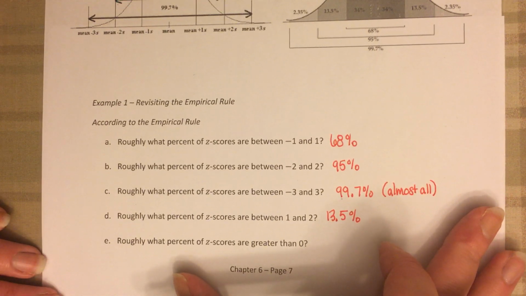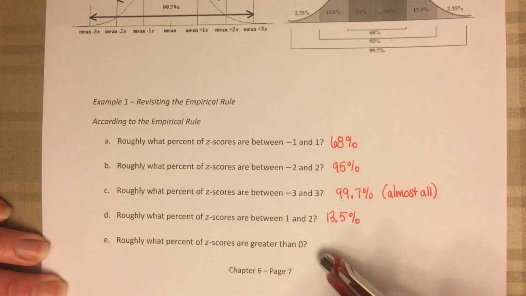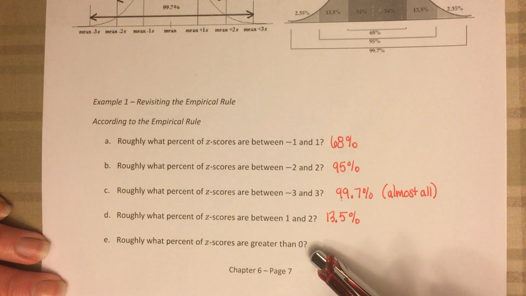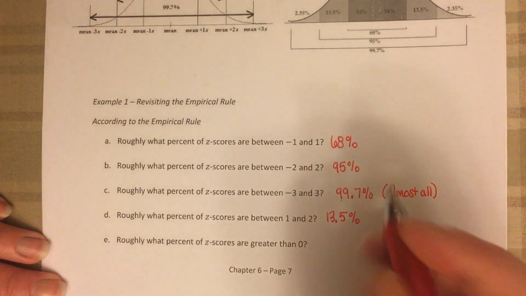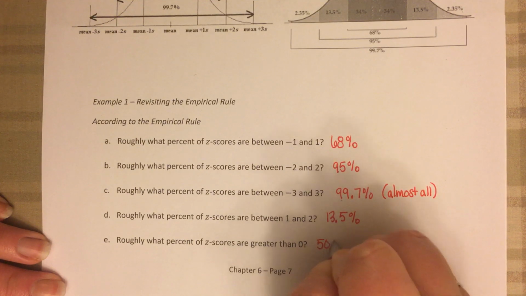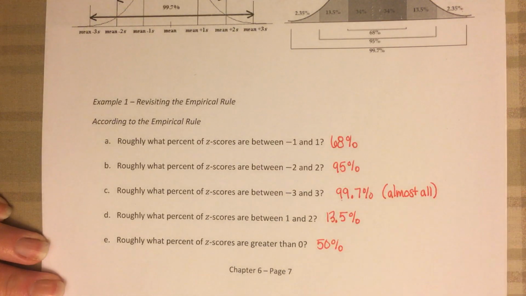Roughly what percent of z-scores are greater than 0? 0 is the middle, right? 0 is the middle, 0 is our mean. Since it's exactly in the center, that means that 50% are above and 50% are below 0.